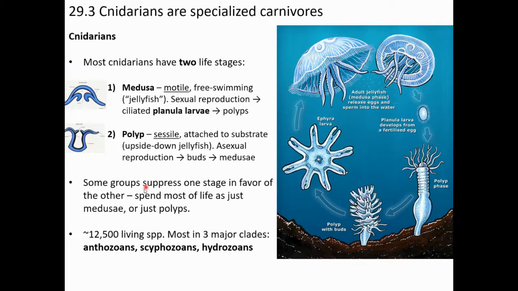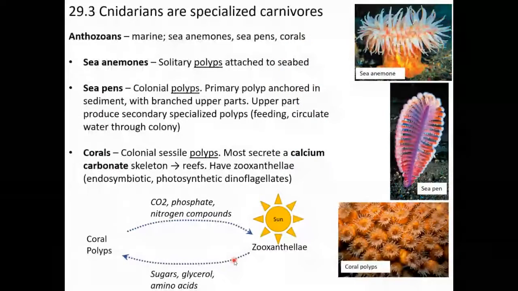As I mentioned, some groups suppress one stage in favor of the other. And overall, there are more than 12,000 species of cnidarians with three major clades that I'll talk about: the anthozoans, the scyphozoans, and hydrozoans. Okay, so we'll move on to look at those forms.